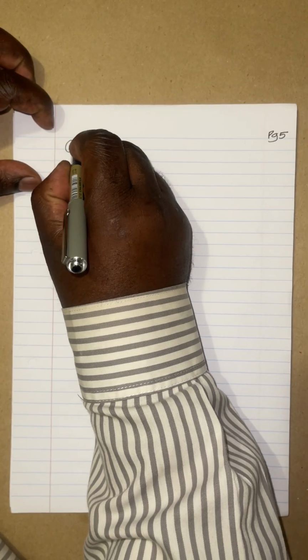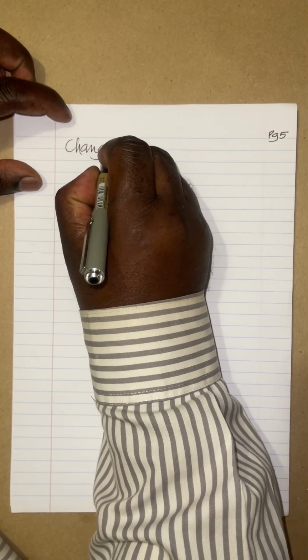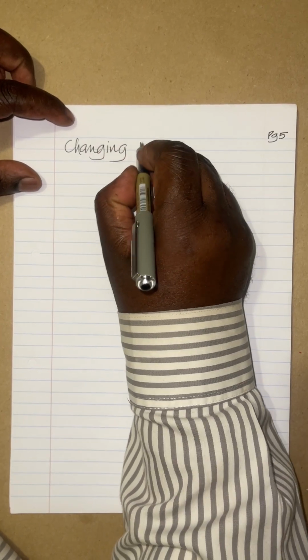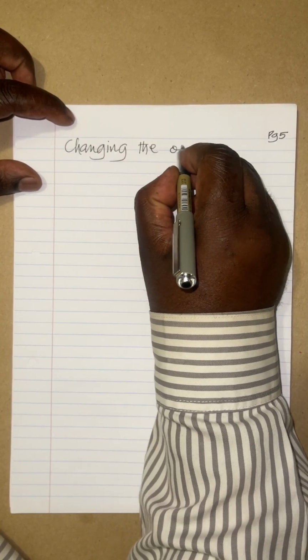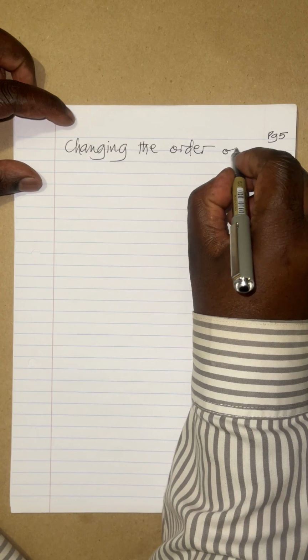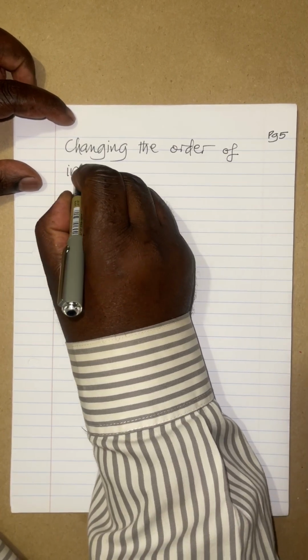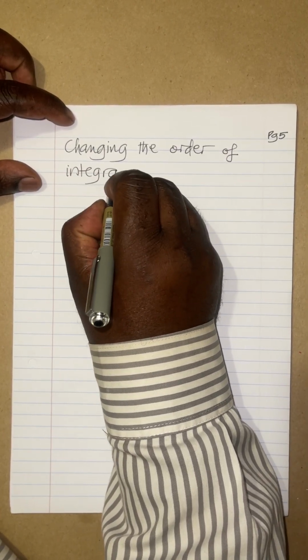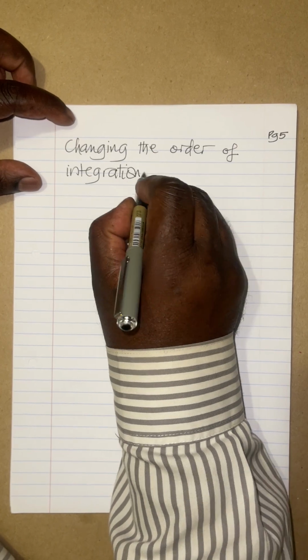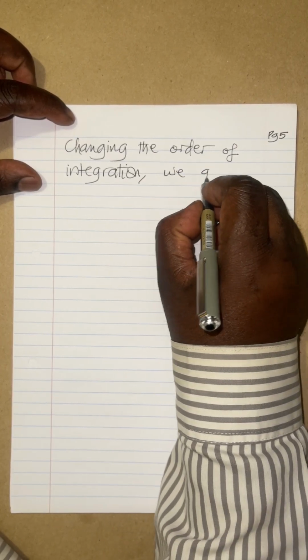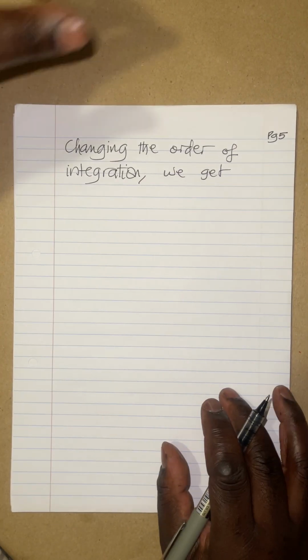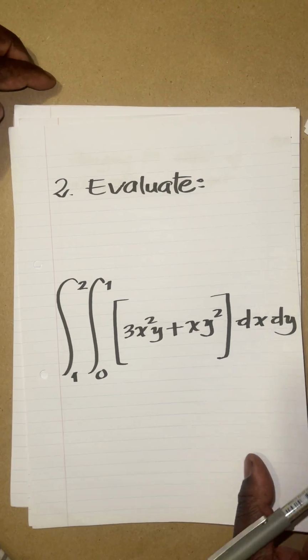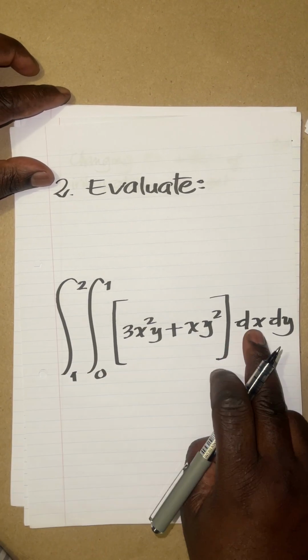Let me put this one aside for a minute. So I'm going to say changing the order of integration. What do we get? We get the following. Watch this. I'm taking this out, this one in, and that one out, that one in.